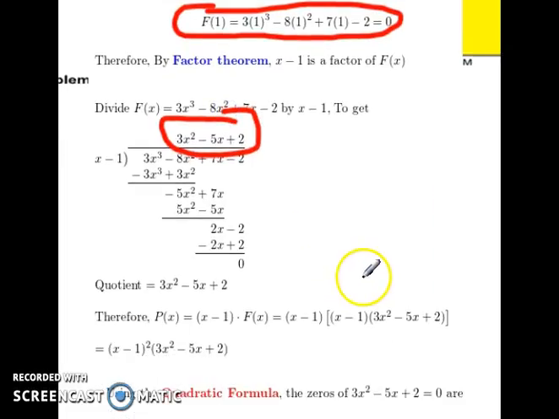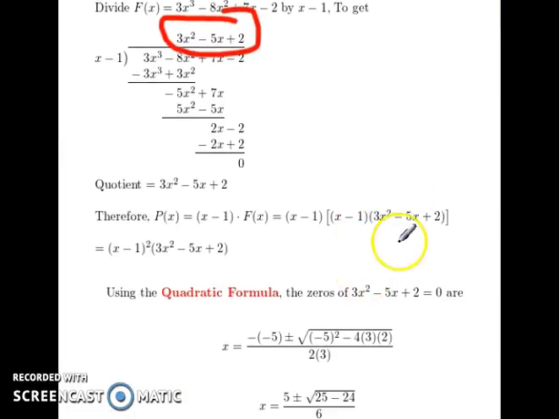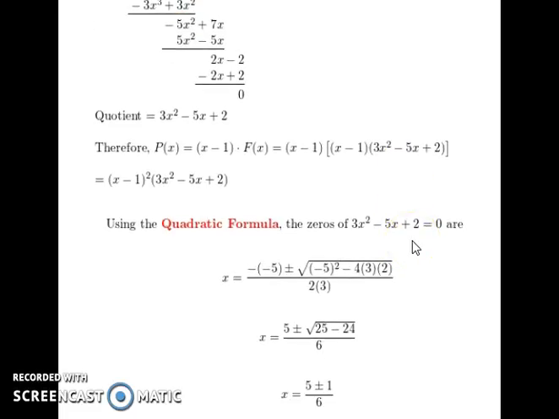Once you get the quadratic term, you can use the quadratic formula. So I use the quadratic formula here to get my answers. So my answers are 1. The other answer is 1. And then I get 6 over 6. And then I subtract it. And then I get 4/6 or 2/3.